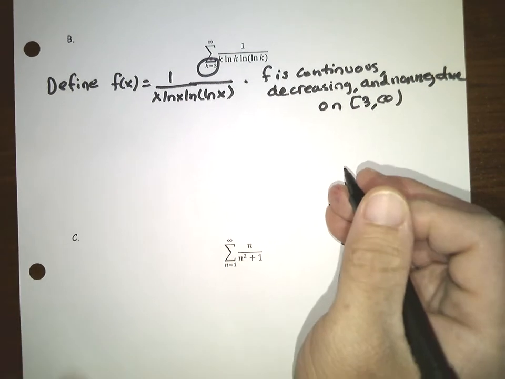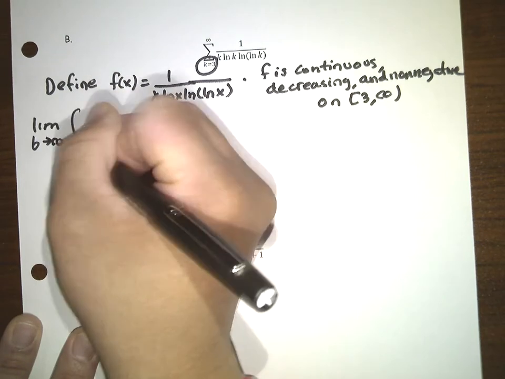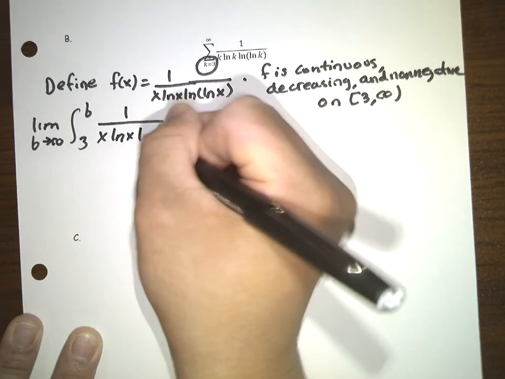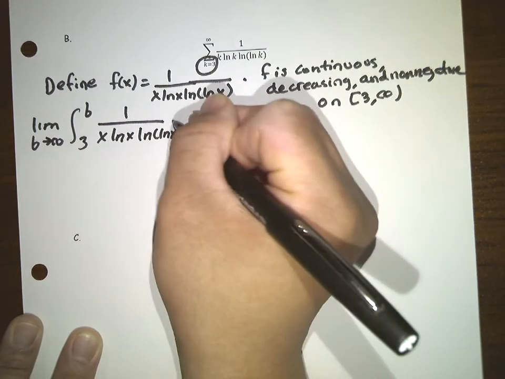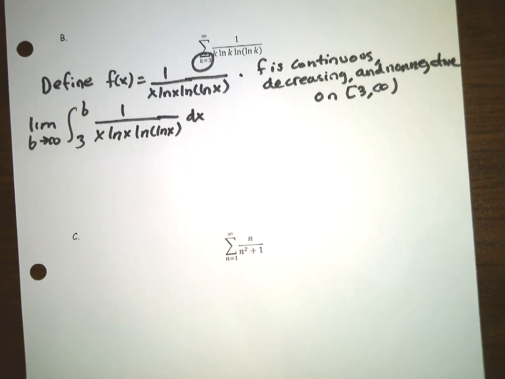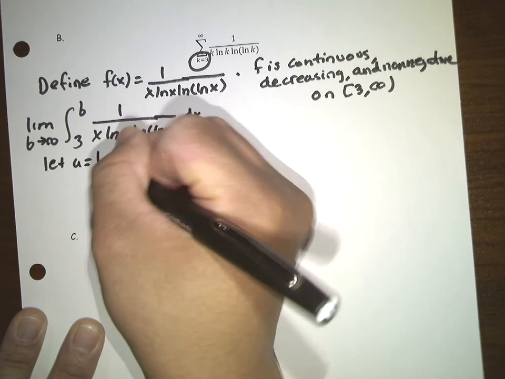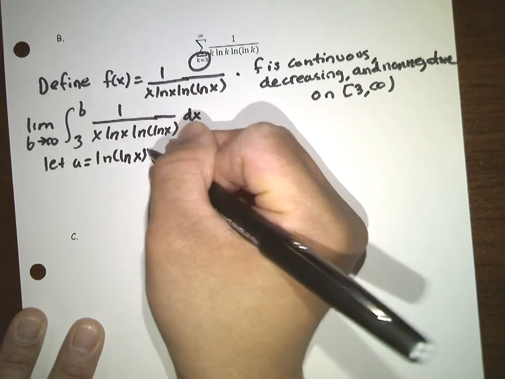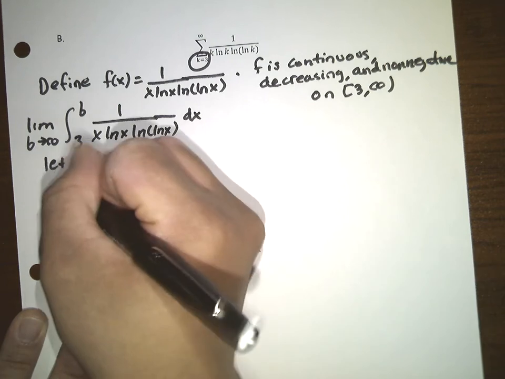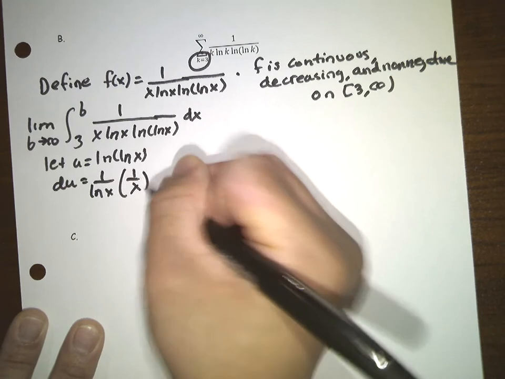So let's set up our limit now. The limit as b goes to infinity of the integral from 3 to b of 1 over x natural log of x natural log of the natural log of x dx. And let's just use a simple u substitution here. So I'm going to let u be the natural log of the natural log of x. So what does that mean for us here? Well, du is 1 over the natural log of x, and then times 1 over x dx.